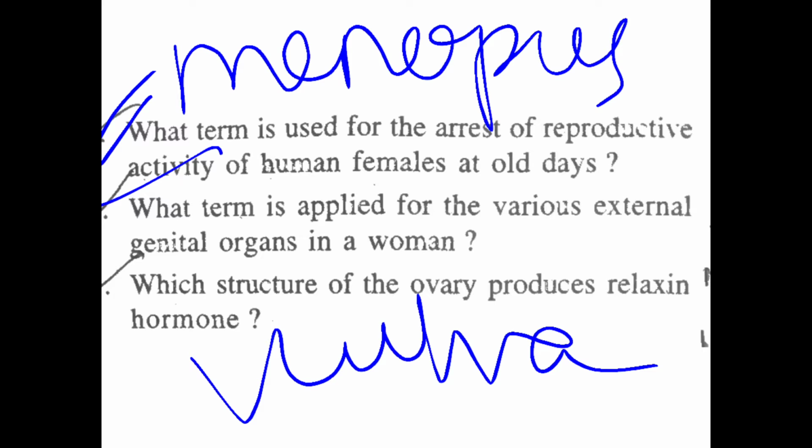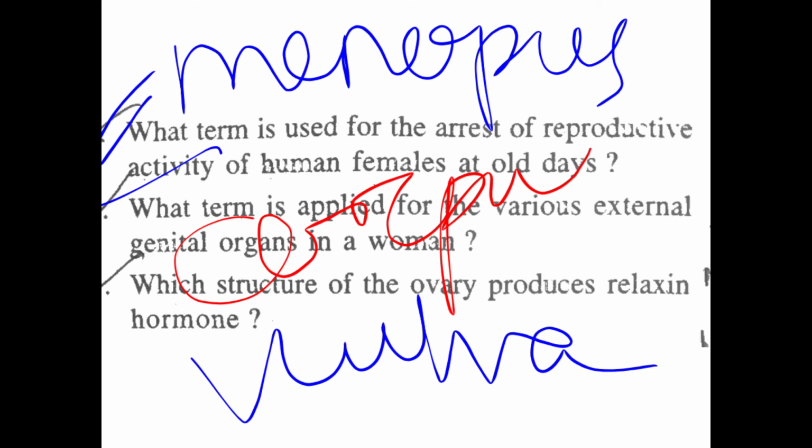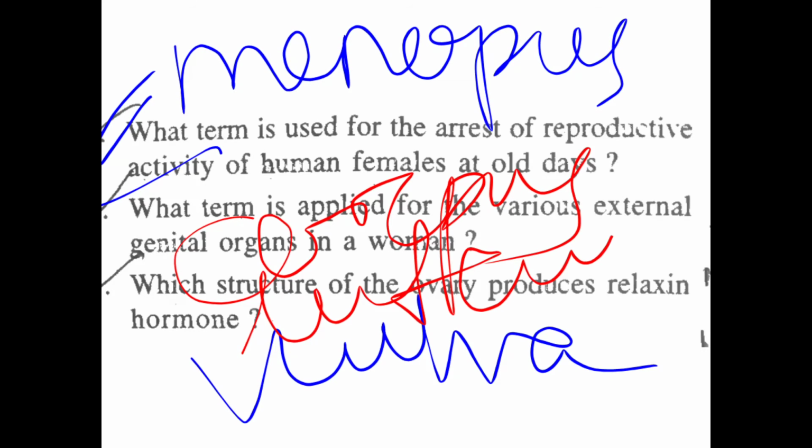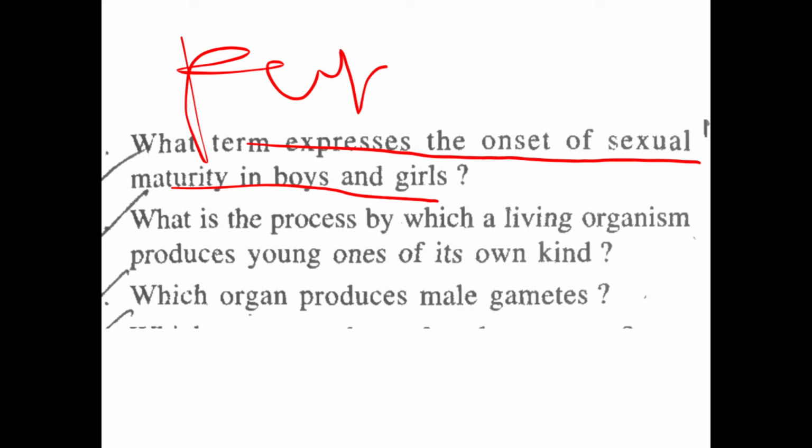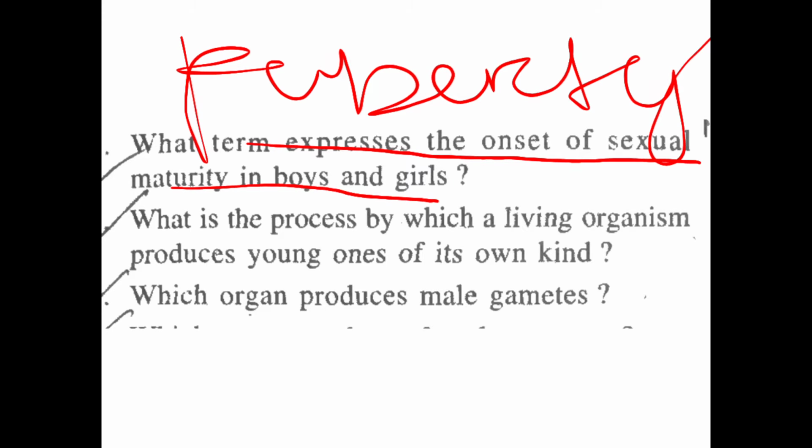Okay. Next, which structure of the ovary produces the relaxation hormone? That structure is corpus luteum, L-U-T-E-U-M. Okay? Next question: what term expresses the onset of sexual maturity in boys and girls? That term is known as puberty, P-U-B-E-R-T-Y. Okay.